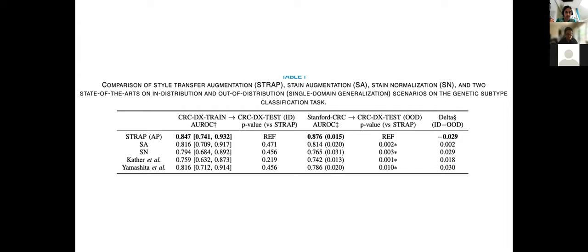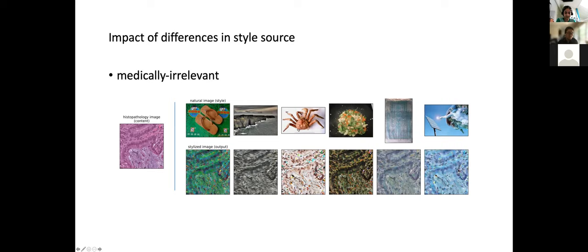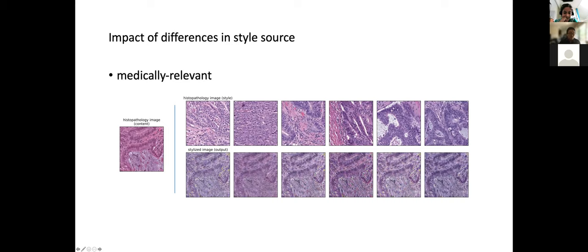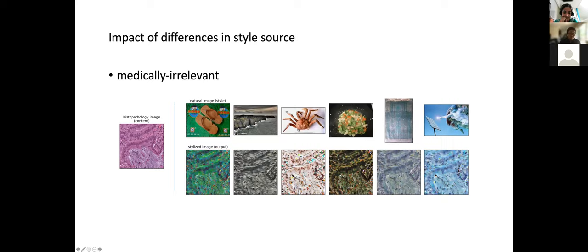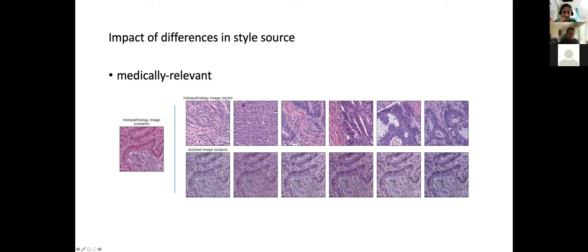We also assessed the effect of differentiating the style source. The first experiment used artistic paintings. For this experiment, we also applied style transfer using natural images from ImageNet, and generated similar stylized versions of the histopathology images. We call these approaches medically irrelevant style transfer, meaning the style images are completely different from medical imaging. We also created a medically relevant stylized version of the images.